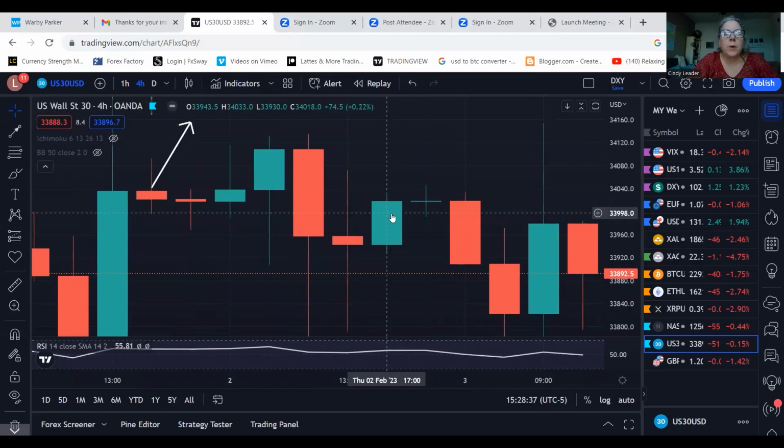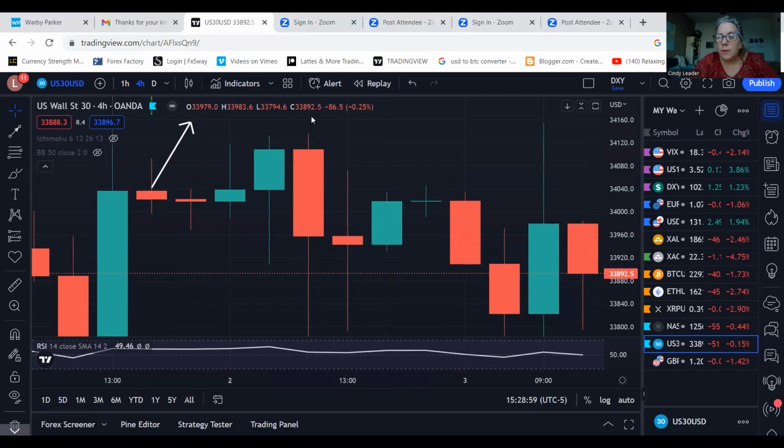So this will tell you the O for open, when that candle opened. So this one right here opened at 33,943. I'm going to ignore the 0.5. So I could go along and measure that and see where that was down here. And that doesn't mean that that's the bottom, and it doesn't mean that that's the top. So this candle opened at 33,943.